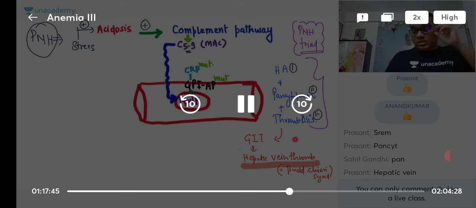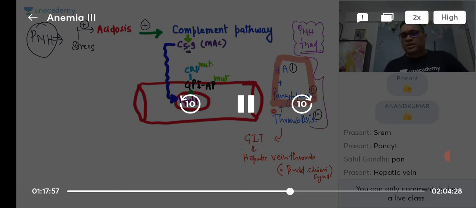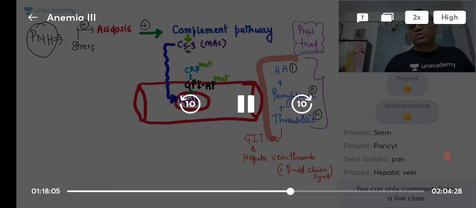A patient will come to you and you are examining his peripheral blood. You are seeing hemolytic anemia and pancytopenia. Two findings. Then you ask the patient, do you have any other report? He says, sir, one scan report is with me. His scan report shows that he has hepatic vein thrombosis. So what will be your conclusion now? The first diagnosis which should come to your mind is PNH. That is why the examiner is asking this question, right?